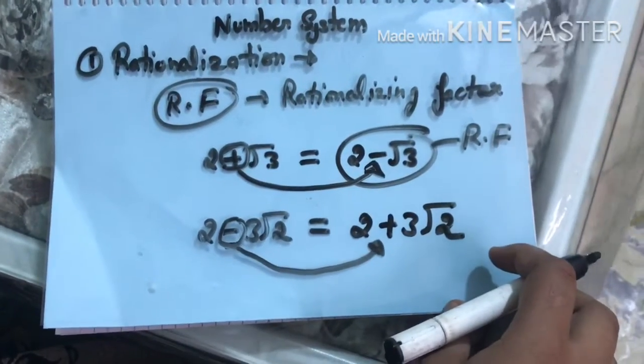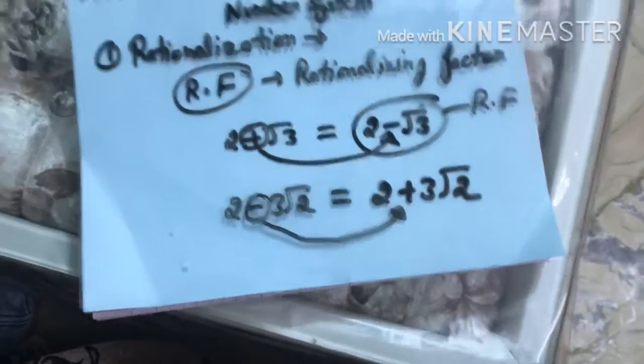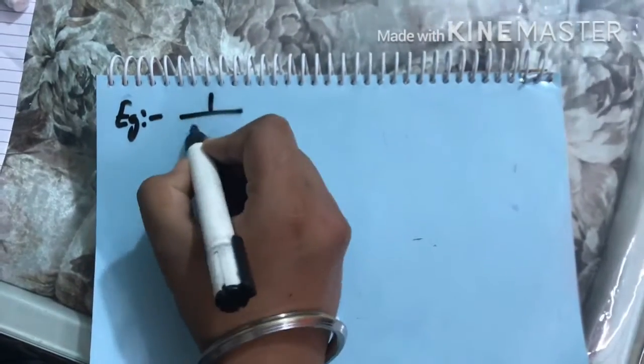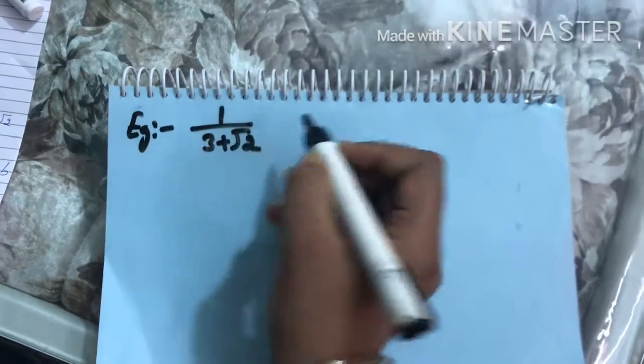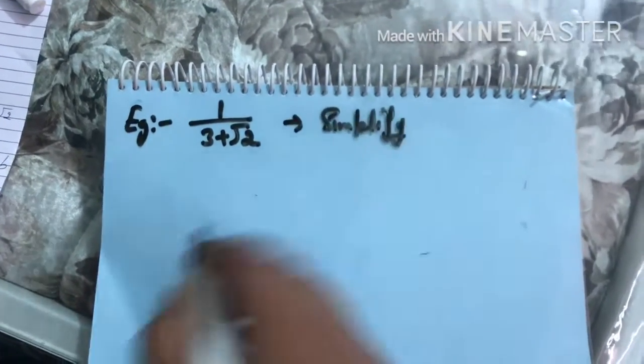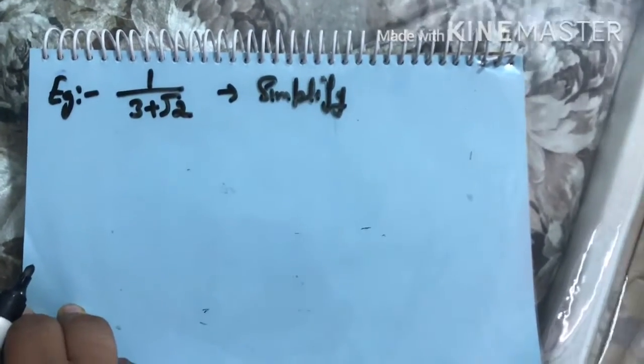Now let's study rationalization using an example. Example number 1 for rationalization: let's take 1 by 3 plus root 2. The question is: simplify 1 upon 3 plus root 2.